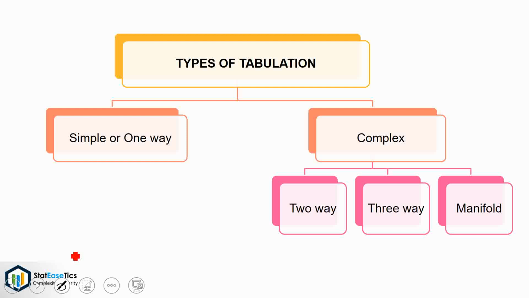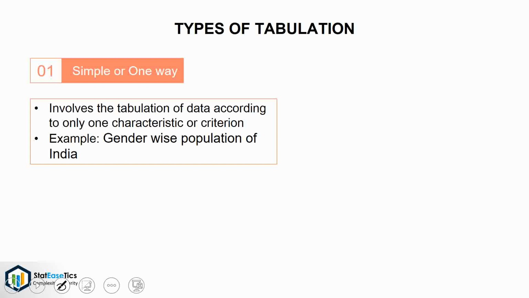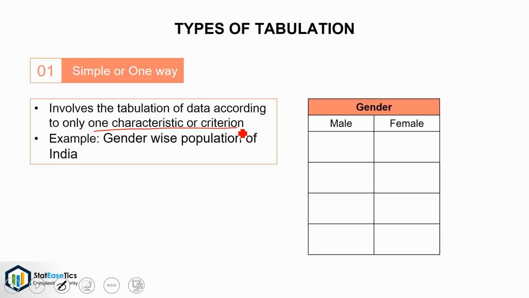Now let's see the types of tabulation. Tabulation can be of two types majorly, simple or one-way, and complex. Complex is further divided into two-way, three-way and manifold tabulation. Simple or one-way. It involves tabulation of data according to only one characteristic or criteria. For example, gender-wise population of India.